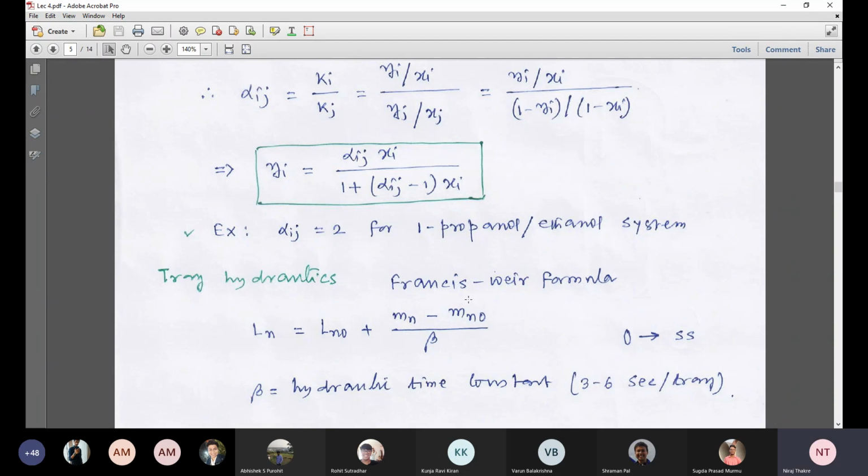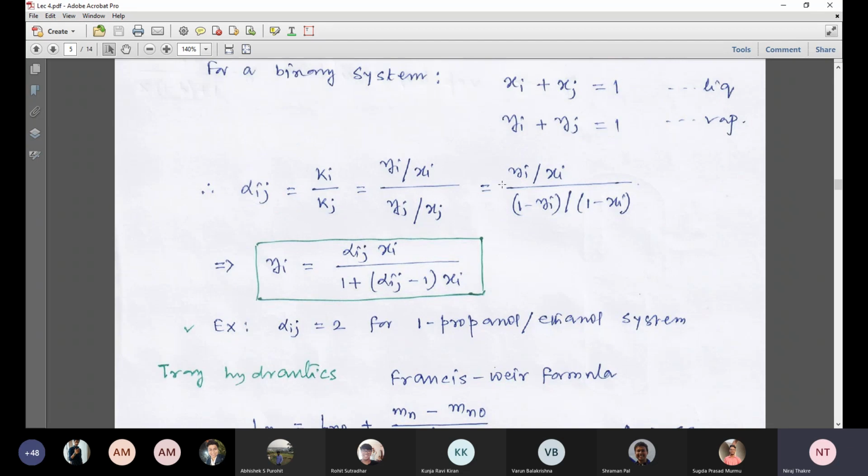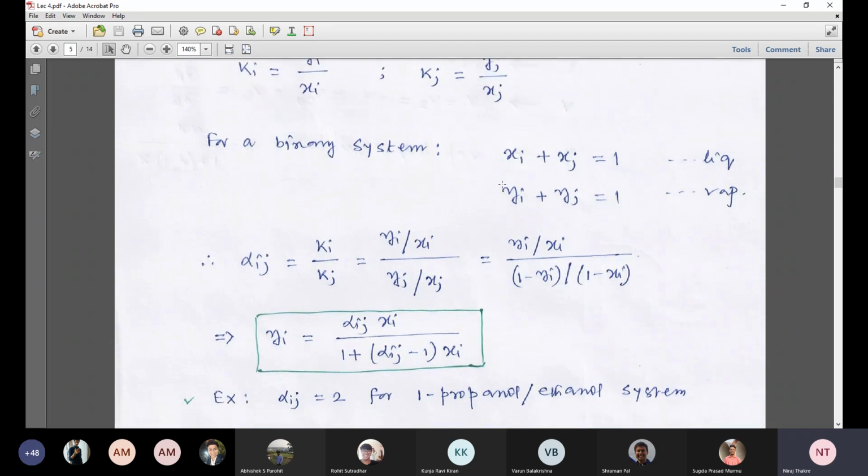Now let us come to discuss how we can calculate these values. In fact, I would like to ask about this yi equation also. I mentioned before that alpha ij is given to you, like I have given here for a particular system. In fact, you can get this value from the standard book and literature. So if I want to calculate yi, we need the information of alpha ij and xi. Can anyone tell me how we can get xi?